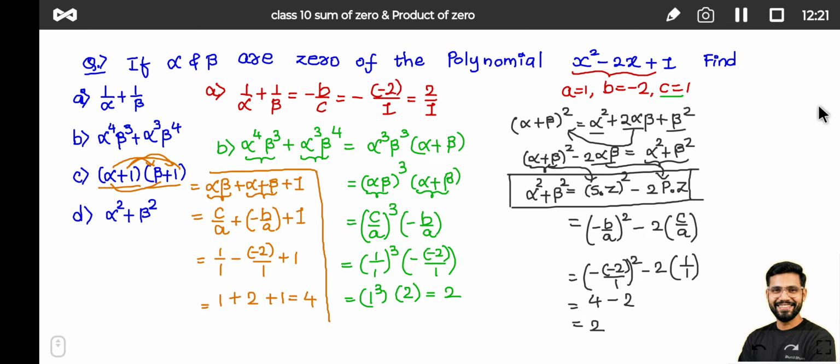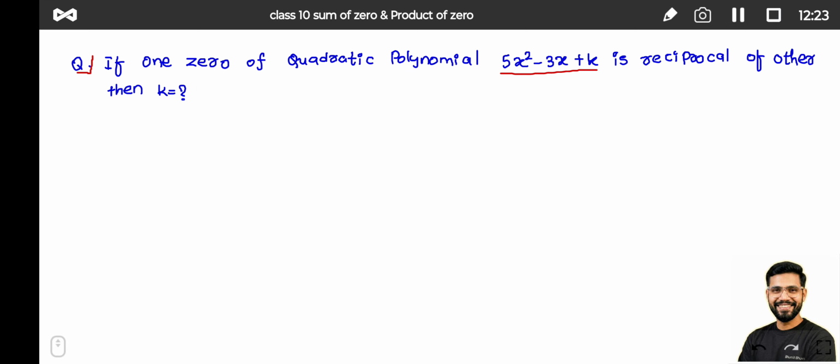Okay, look at the next question. Next question is, if one zero of the quadratic polynomial 5x square minus 3x plus k is reciprocal of the other, then the value of k is. Okay, so this is also a nice question. Whenever one zero is reciprocal of another, that means we have two zeros, correct, alpha and beta. So if alpha is reciprocal of beta, that means alpha is equal to 1 upon beta. So if we do the cross multiplication, we will get alpha into beta is equal to 1.